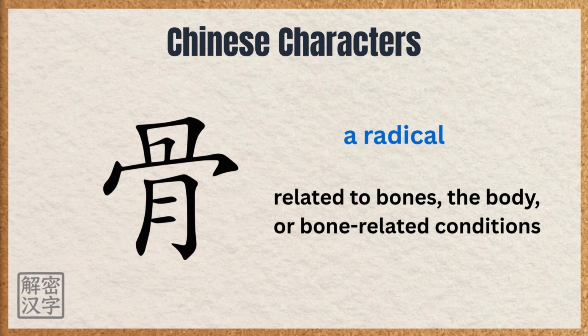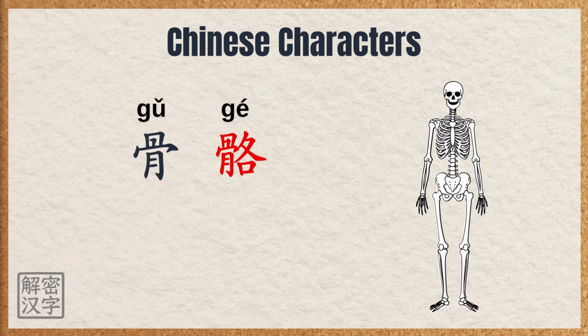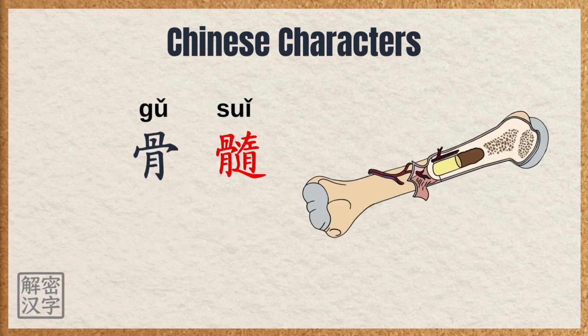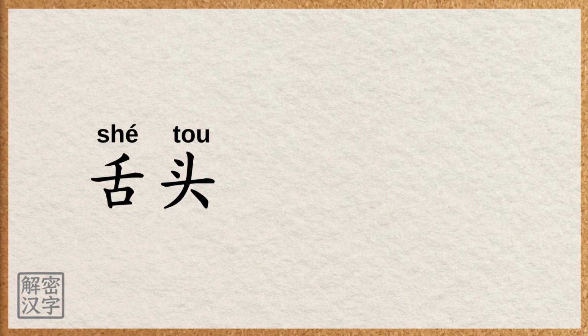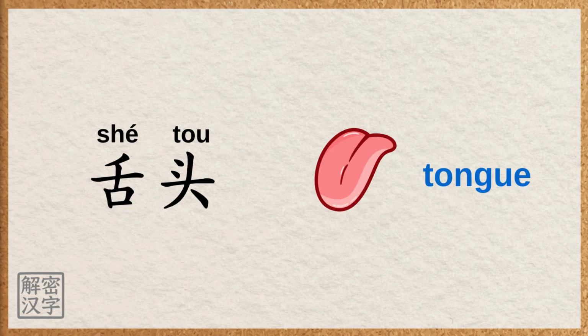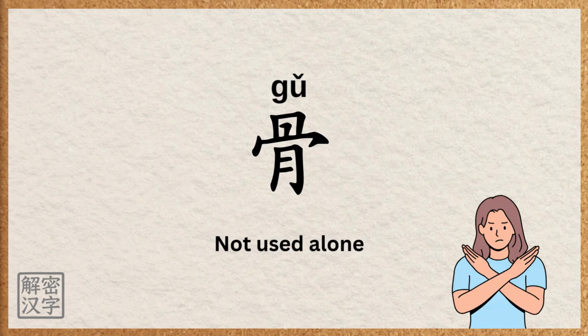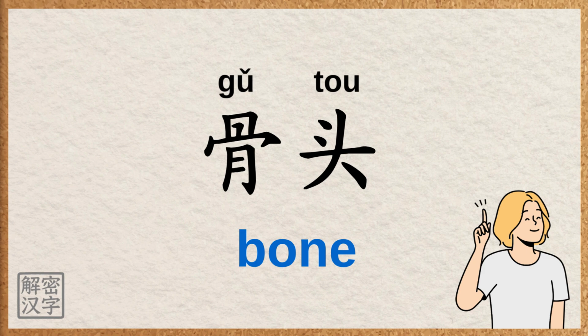For example, 骨骼 means the skeleton. 骨髓 means bone marrow. 底骨 means the sacrum. Just like we say 舌头 for tongue, in daily life we usually don't say gu on its own. We say 骨头 for bone.